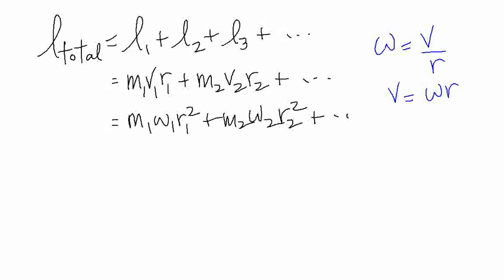Notice that all the parts of a rigid body that are rotating have the same angular velocity. Let me repeat that. For a rigid body that is rotating about an axis of rotation, all the parts have the same angular velocity. So what that means is that I can factor out the omega 1, omega 2, omega 3, etc. Those are all the same value. So I'm going to write the total angular momentum for a rotating rigid body with this simpler version.